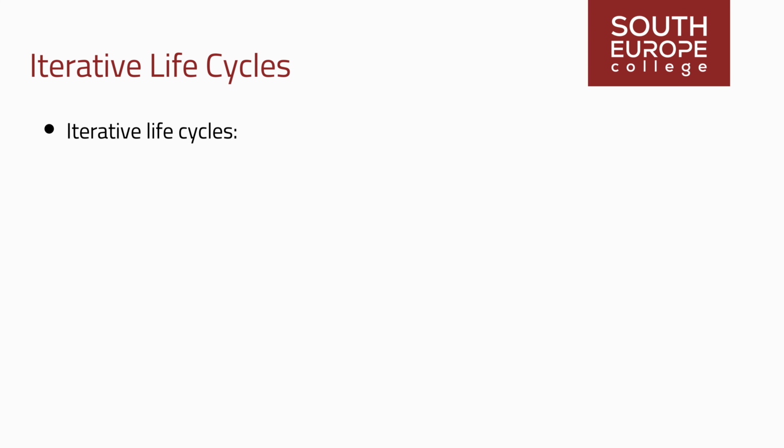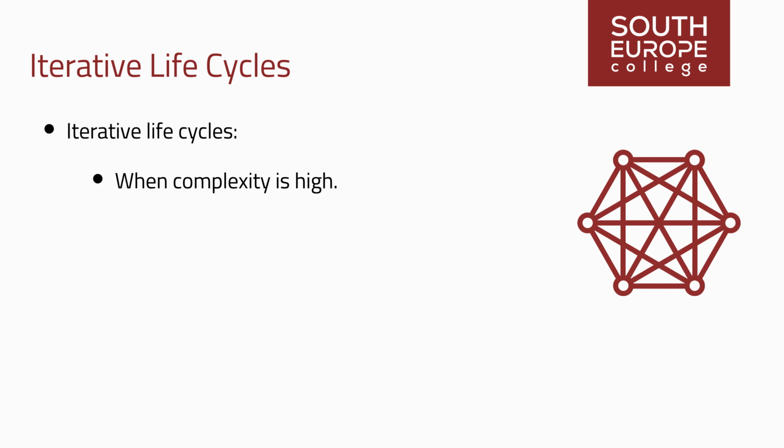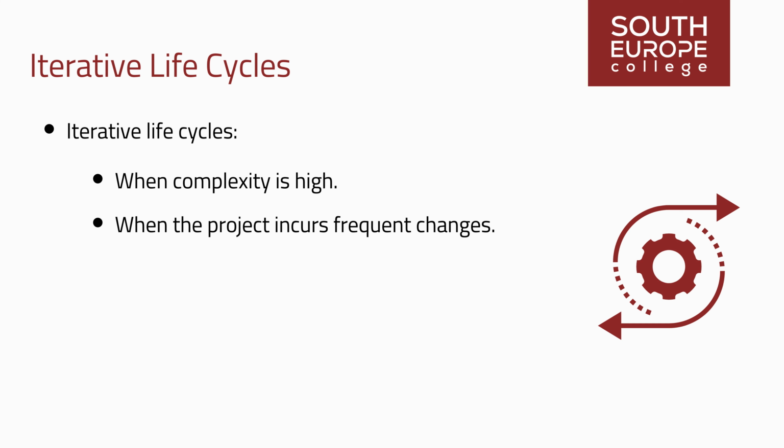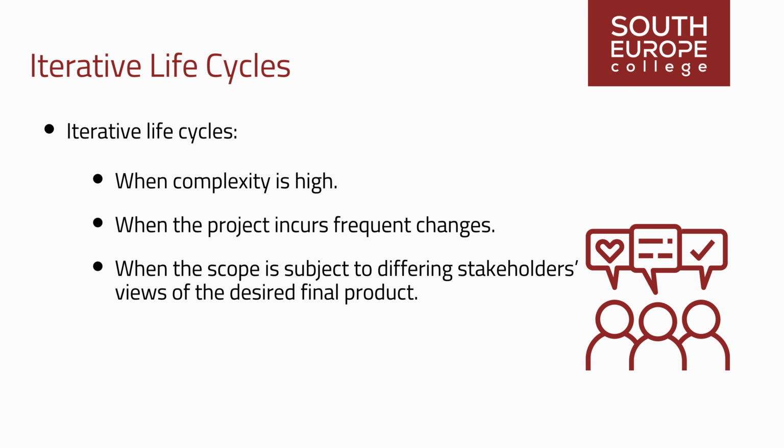Projects benefit from iterative life cycles when complexity is high, when the project incurs frequent changes, or when the scope is subject to differing stakeholders' views of the desired final product. Iterative life cycles may take longer because they are optimized for learning rather than speed of delivery.